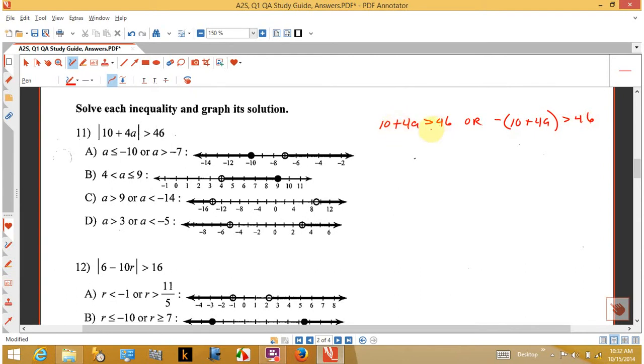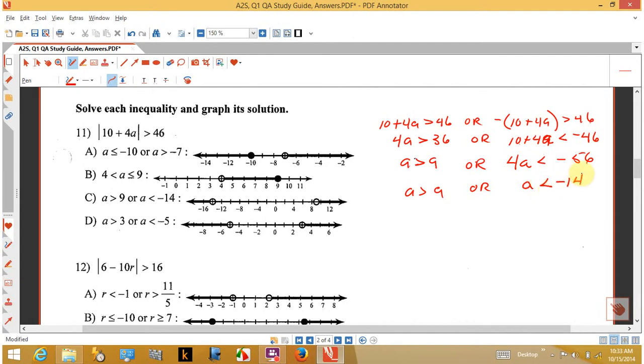Okay, simplifying over here, I'm going to subtract 10. 4a is greater than 36. Here I'm going to divide both sides by negative 1. That would give me 10 plus 4a, and when I divide by a negative 1, the inequality sign will change. That's a 4a, that's a. So that'd be negative 46. Over here, I would have a is greater than 9, or first thing I'm going to do is subtract 10 from both sides. That would give me 4a is less than negative 56. This a is still greater than 9. Or when I divide by 4, I'm going to get a is less than negative 14.